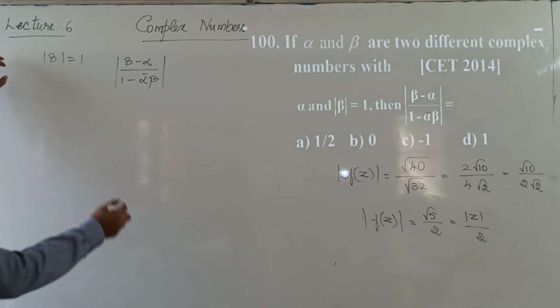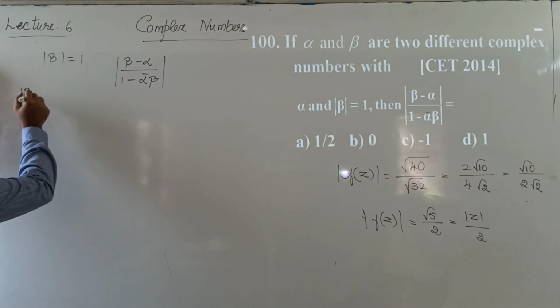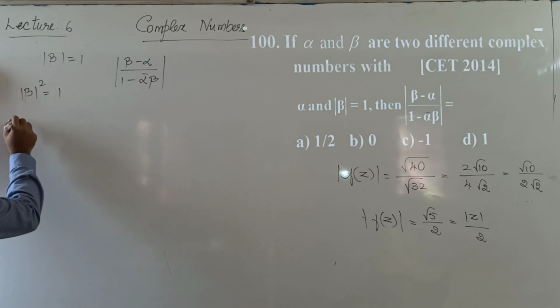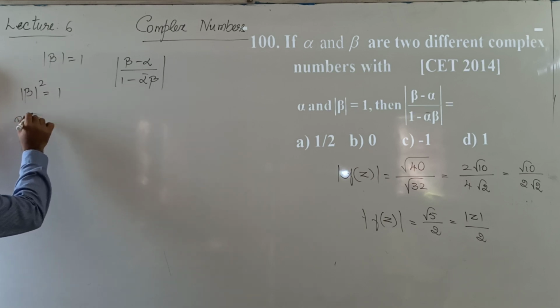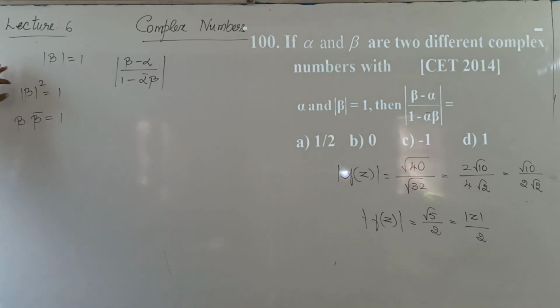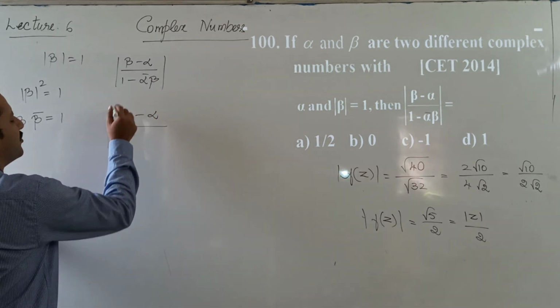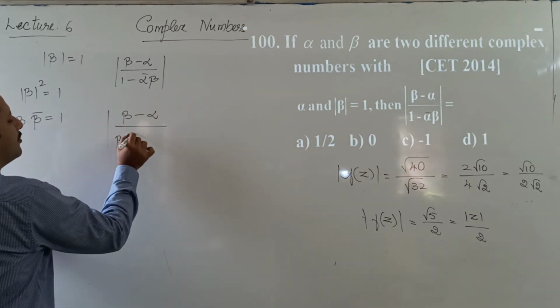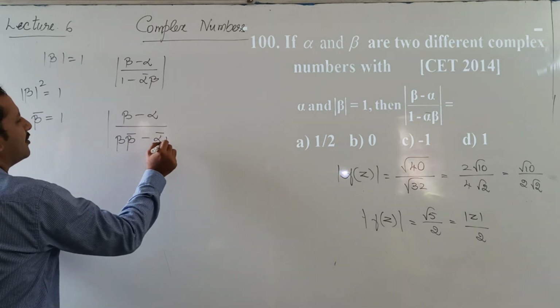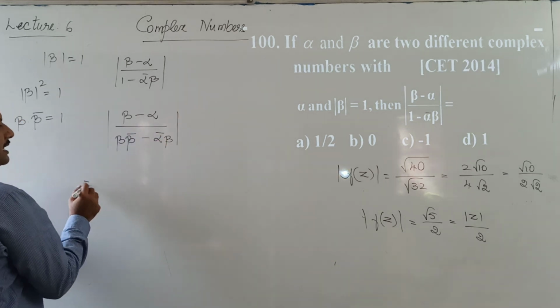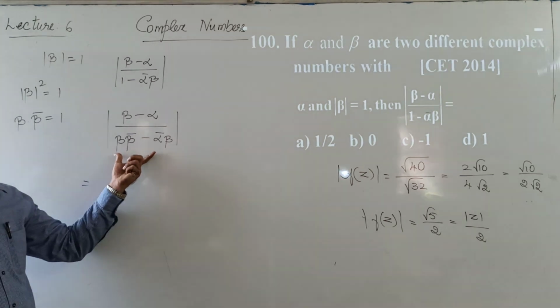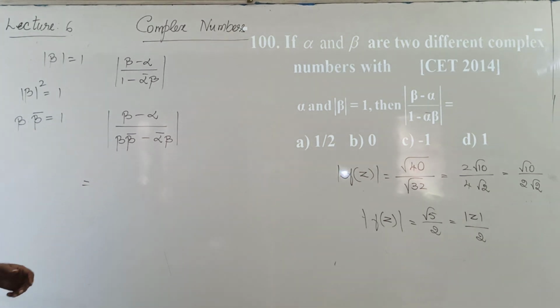Mod beta equal to 1 means mod beta whole square is also equal to 1. Mod z whole square is equal to z into z bar, so beta into beta bar is equal to 1. Now I will replace this 1 with beta into beta bar in the denominator: beta into beta bar minus alpha bar into beta. Here I take beta as a common factor and take it outside.